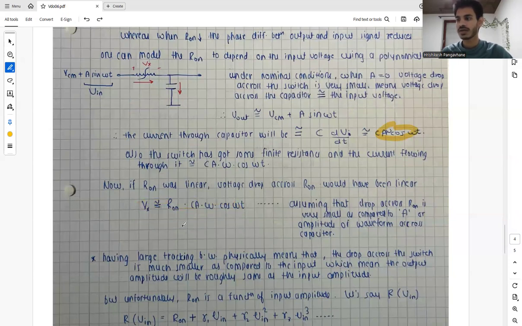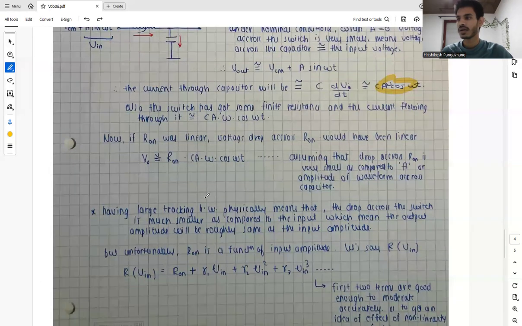But unfortunately R on is a function of input amplitude. We need a large tracking bandwidth to get all of the signals sampled on the capacitor. Having a large tracking bandwidth physically means that the drop across the switch should be much smaller compared to the input, which means that the output amplitude will be roughly the same as the input amplitude. But unfortunately, R on is a function of input amplitude.